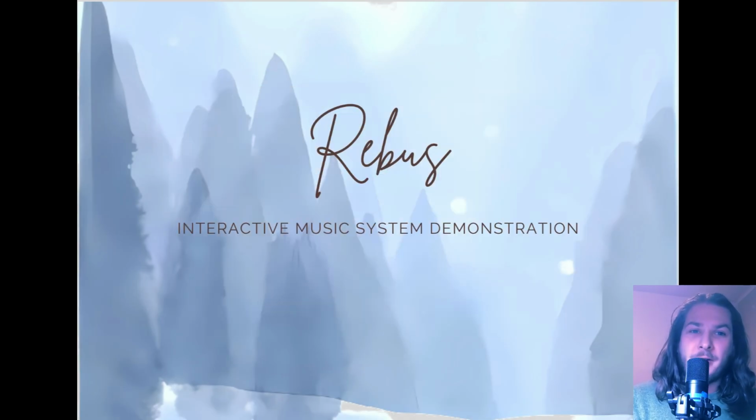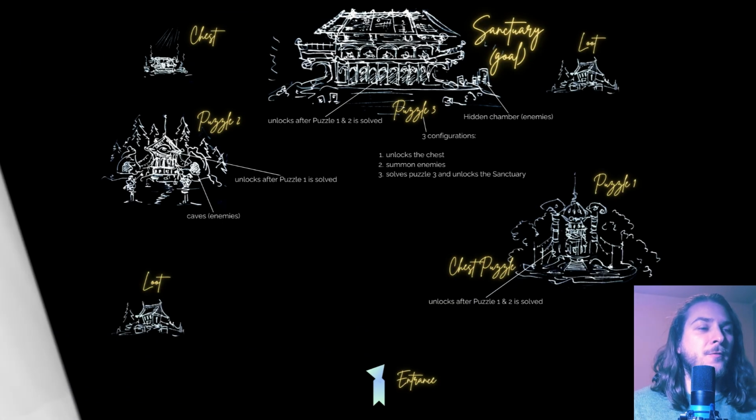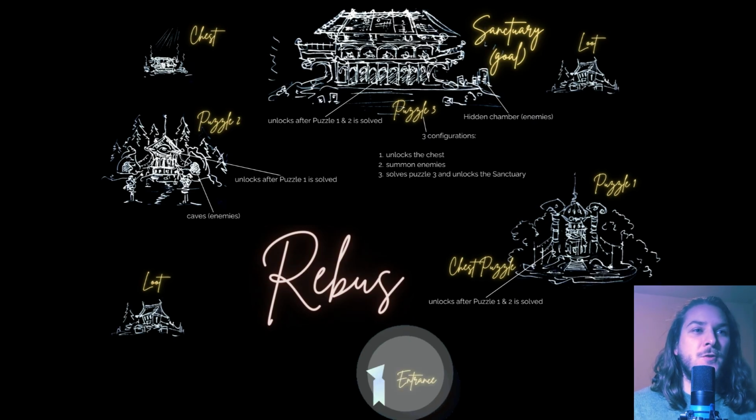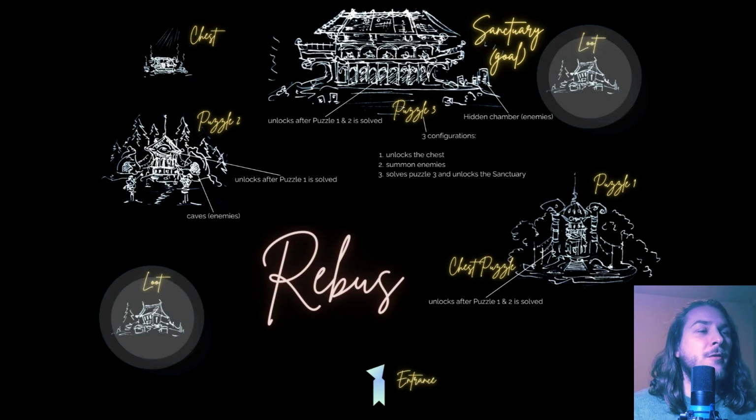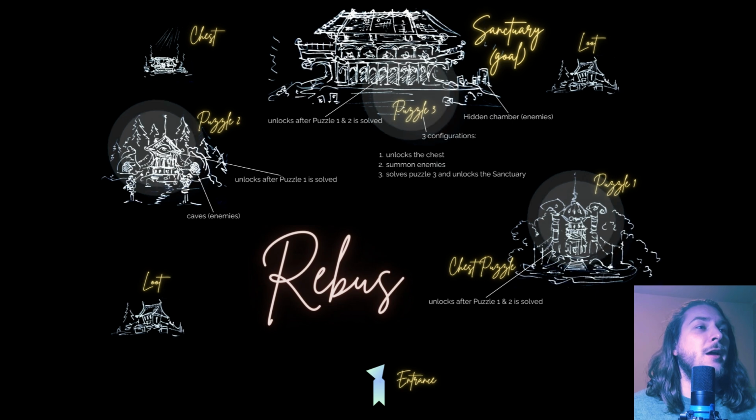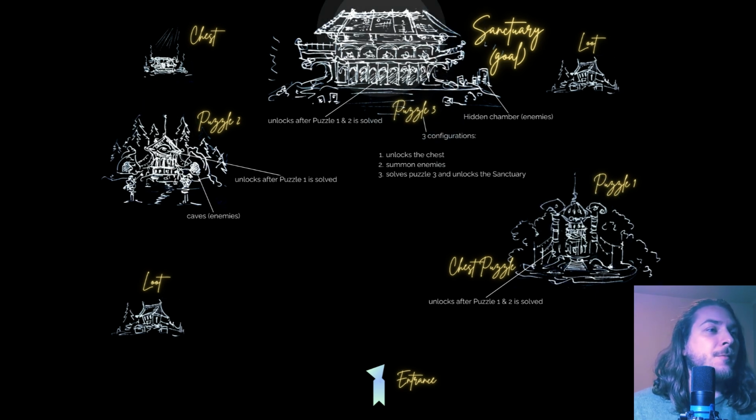Now let's talk interactive music system. I'm planning on making a little series touching upon more complex, genre-specific and even experimental settings in the future. This one's more on the simple side. This is a sketch of the map. We have an entrance, 2 looting areas at each corner, 3 puzzle pieces, and a sanctuary, which is the objective.